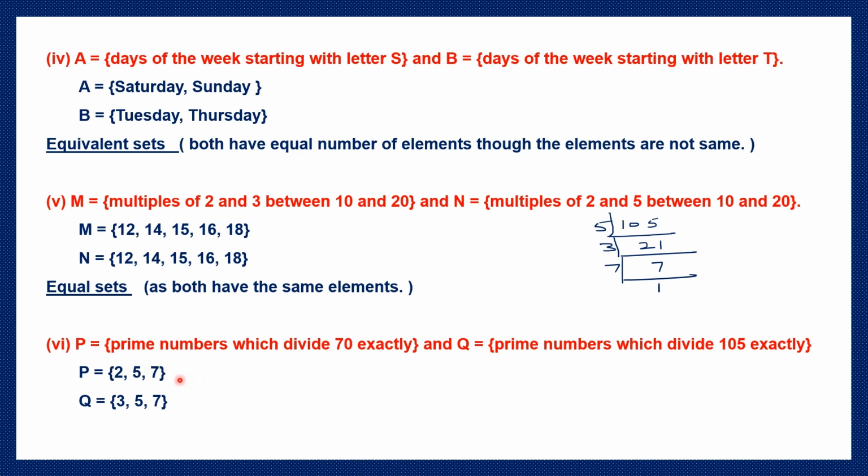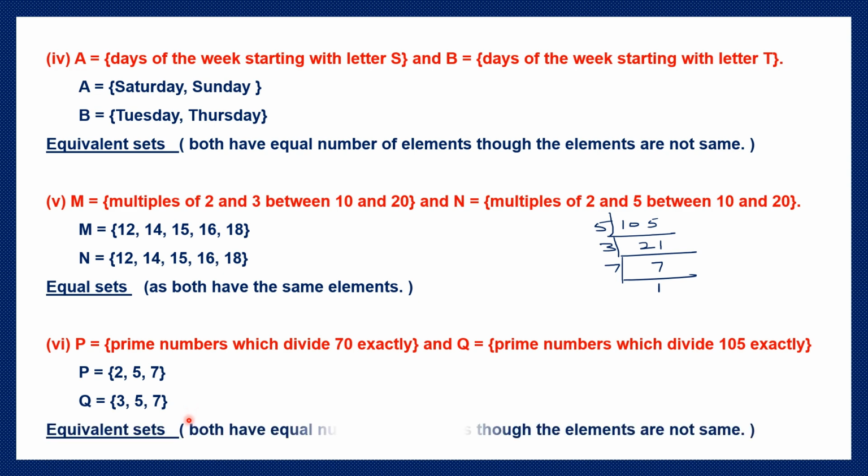So the elements in P are 2, 5 and 7. In Q it's 3, 5 and 7. They are not the same because I have 2 here and 3 here. So I cannot call them equal sets. But they have the same number of elements. The cardinal number here is 3. The cardinal number here also is 3. So what do we call them? Equivalent sets because both have equal number of elements.